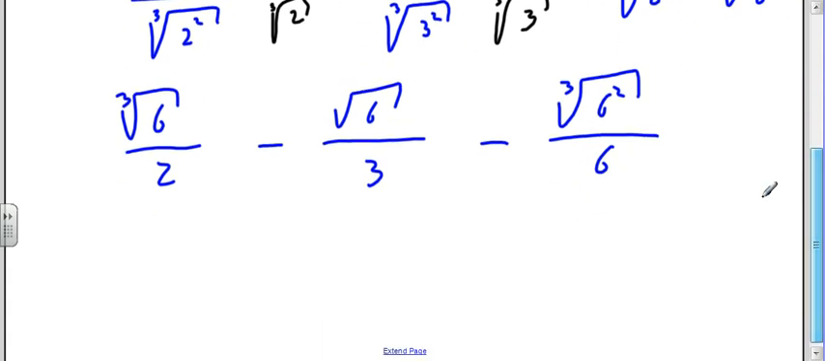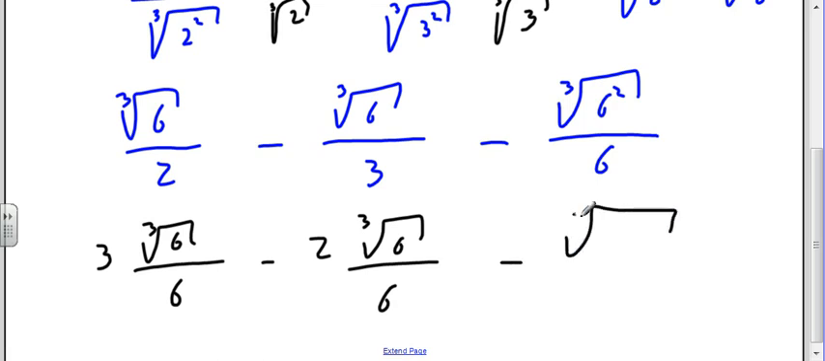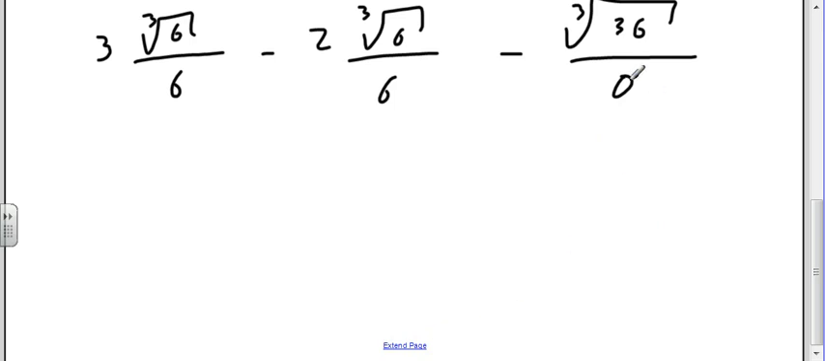Well, this is cube root over 2, cube root over 3. So I need a common denominator. All right, so my common denominator is 6. So I'm going to have cube root of 6 over 6, and I'm going to need 3 of them, minus 2 cube root of 6 over 6, and I need 2 of them, minus the cube root of 36 over 6. All right, I think I'm okay.